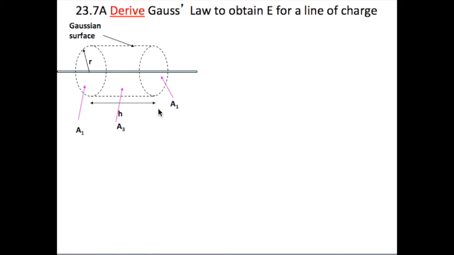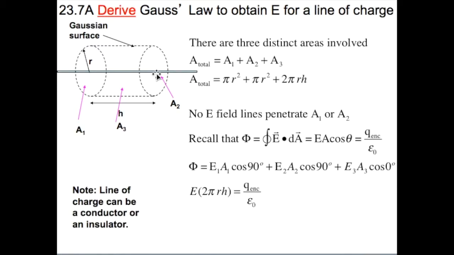It has a length of h, and it has this outside radius, which is kind of the outer wall of the cylinder, and these two ends. The flux through these two ends of the cylinder is going to be 0, because the electric field lines are going to be running parallel to that surface, or perpendicular to the surface vector. So let's take a look. The total area is adding up all the area of the cylinder, so that's the two sides and the thing here. So the electric field lines do not penetrate A1 or A2, only A3.